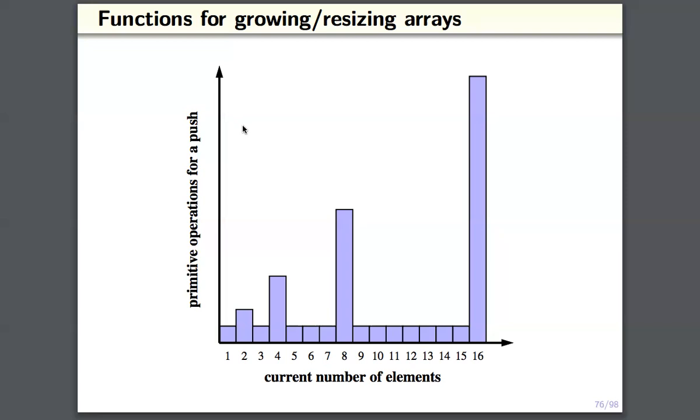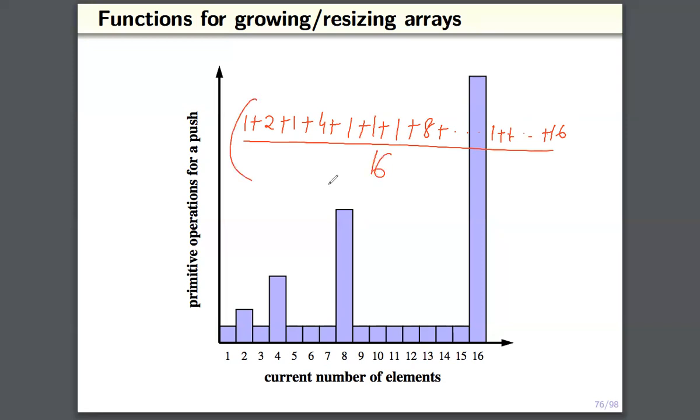The average, it is something like this: 1 plus 2 plus 1 plus 4 plus 1 plus 1 plus 1 plus 8 plus, right? If you do this, say up till 16, 1 plus 1 plus, divided by how many elements are there? 16. Let's say N, and do this up till N. You will see that this is O of N time.